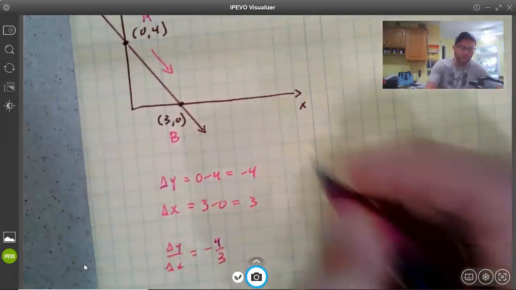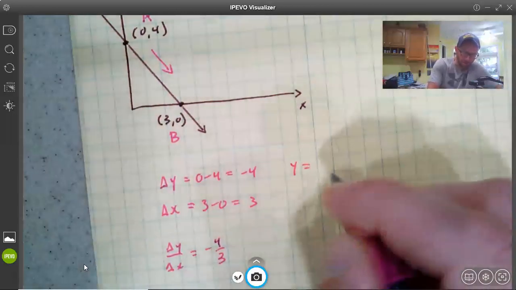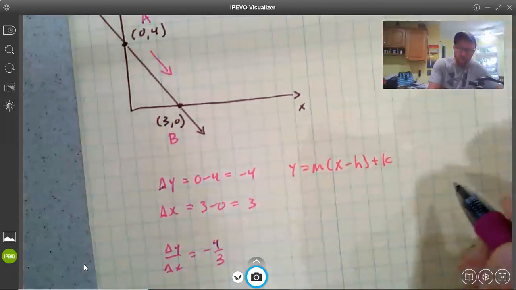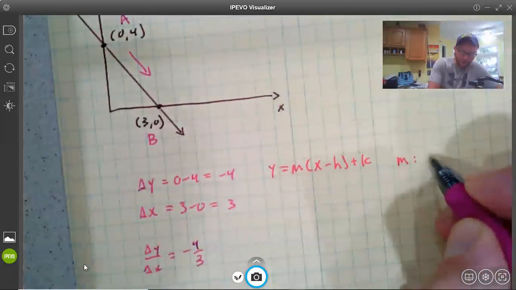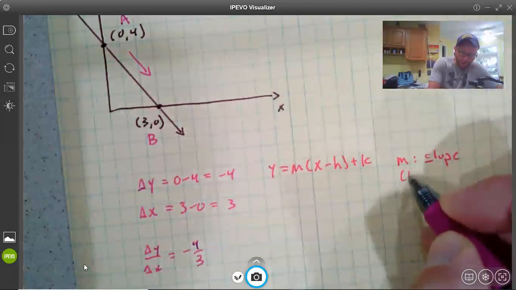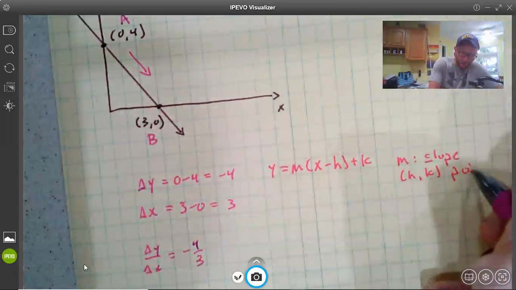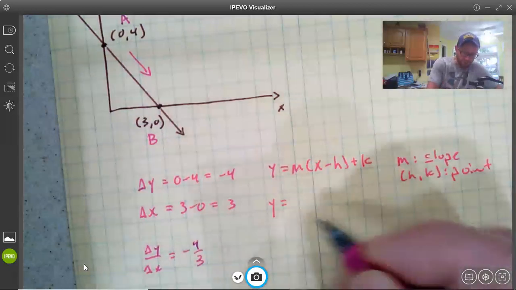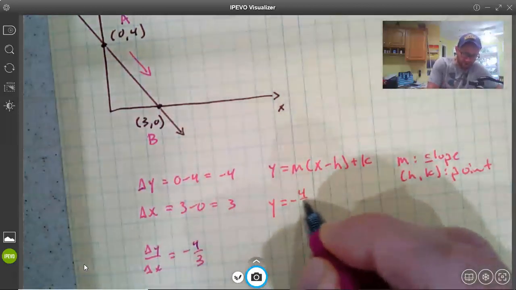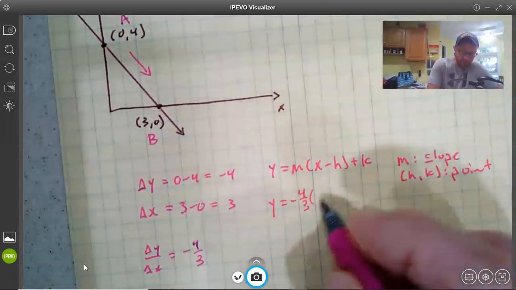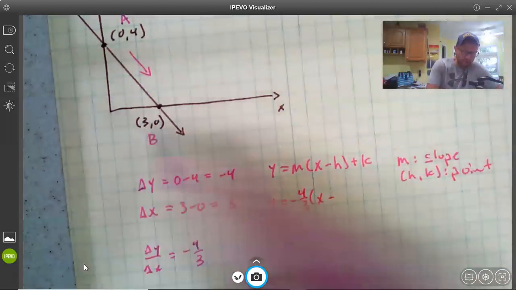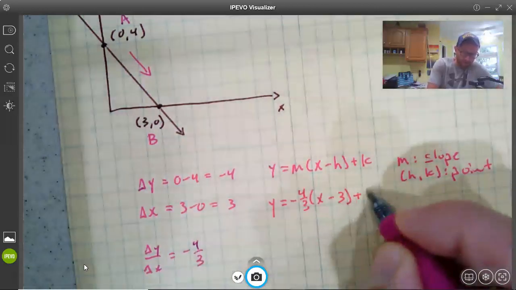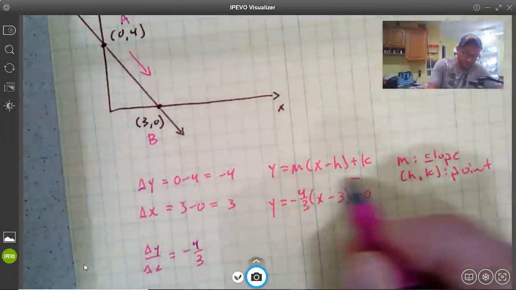And we could pick either one of our points. So y equals m(x minus h) plus k, where m is the slope and (h, k) is any point on the line we choose. We can choose either one. So y equals our slope, which is negative 4/3, times (x minus, let's pick this point down here, 3), plus 0 for our y. And there we go. That's our equation.